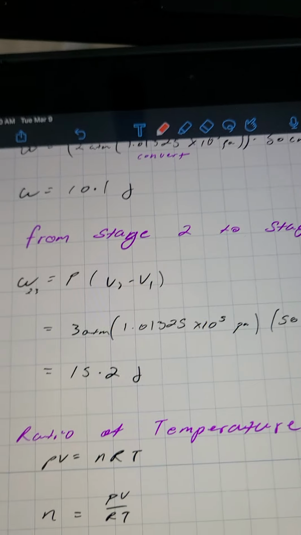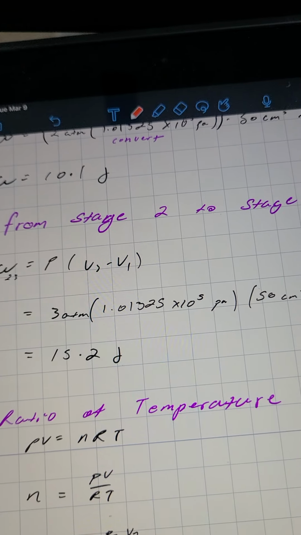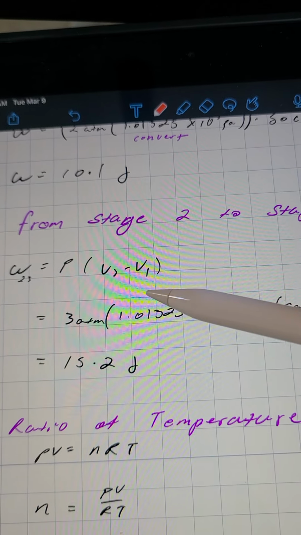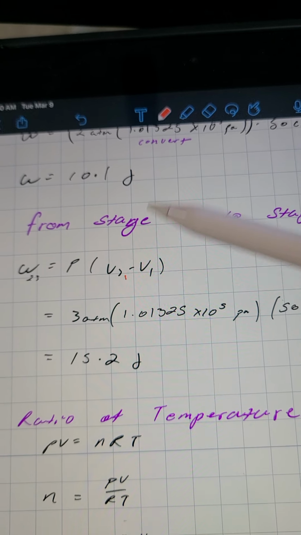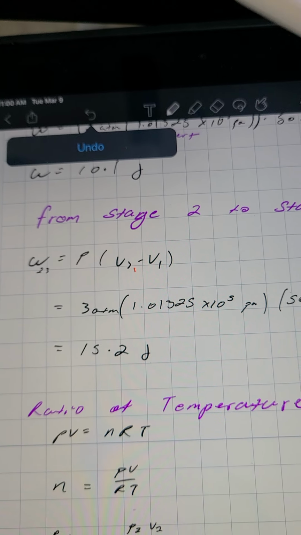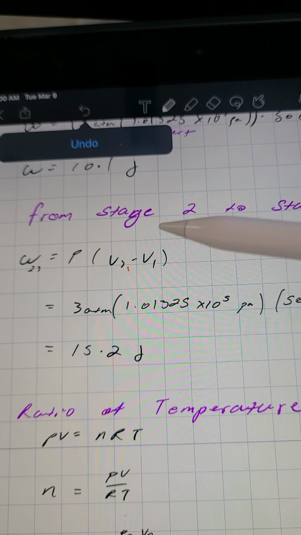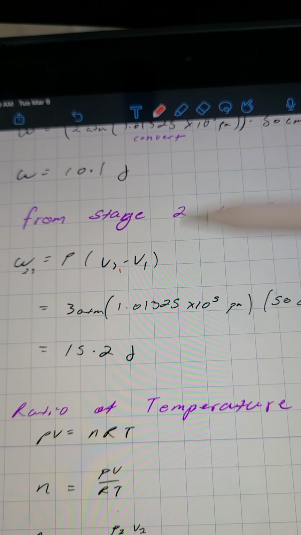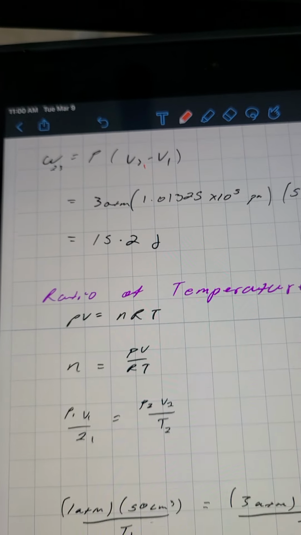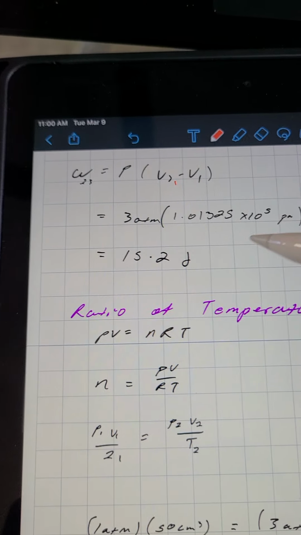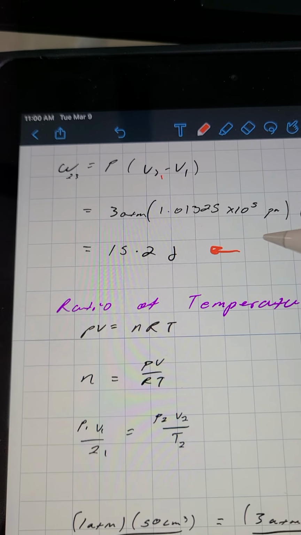And essentially we'll be doing the same thing. The only difference is now you're taking into account the pressure and volume from 2 to 3. And when calculating that, we get 15.2 joules.